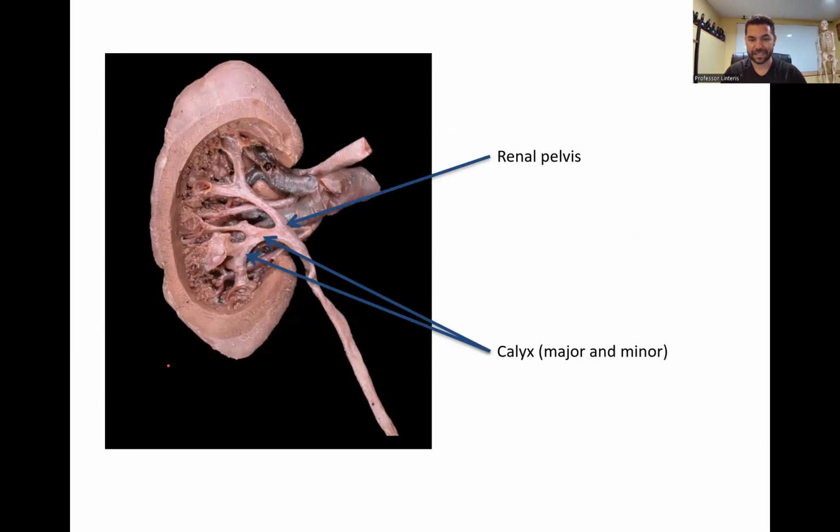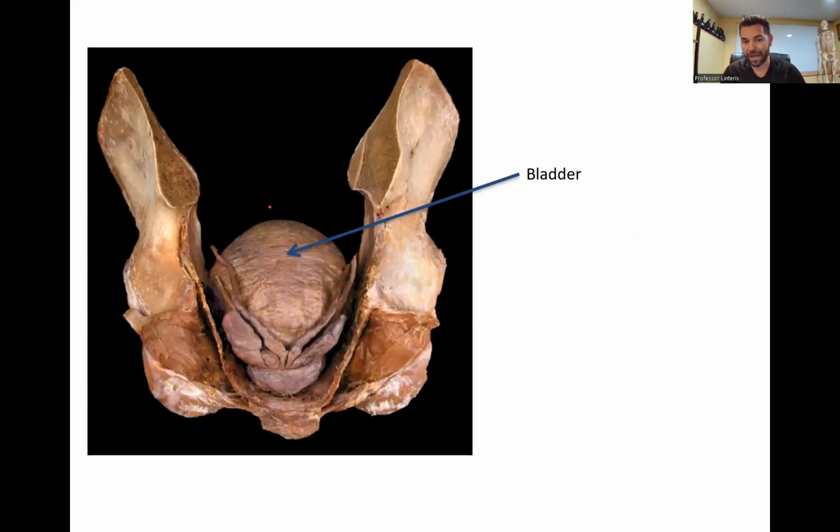So check it out. You can see the difference between the major and minor calyx. The minors are the ones that are coming out here. The majors are the bigger ones draining out into that renal pelvis. Urinary bladder. Obviously, this is male because we can see the prostate. And now we get into urinalysis.